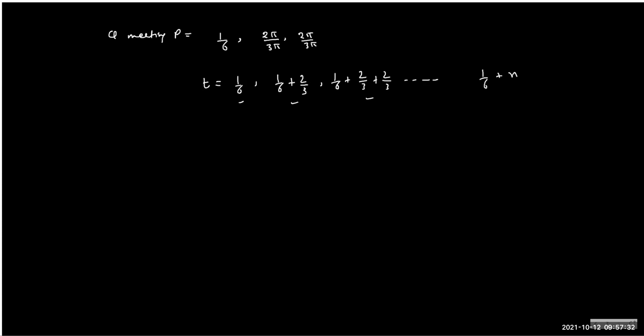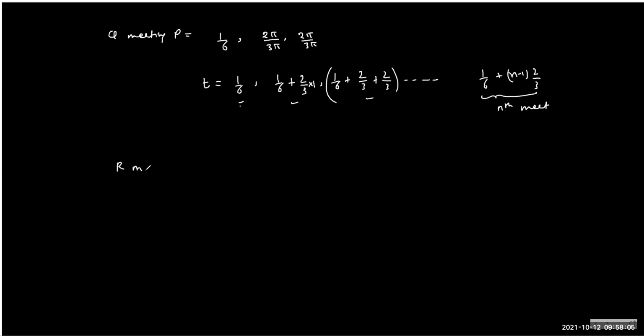So it turns out to be n minus 1 into 2 by 3. Nth meet. So the first meet is this, the second meet is 1 by 6 plus 2 by 3 into 1. The second meet is 1 by 6 plus 2 by 3 into 2. So can we write the nth meet will be 1 by 6 plus n minus 1 into 2 by 3? Can we say this? Yes, sir.